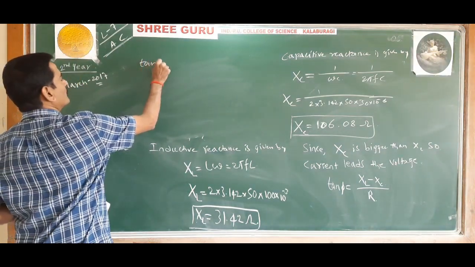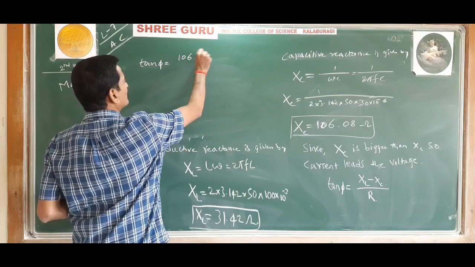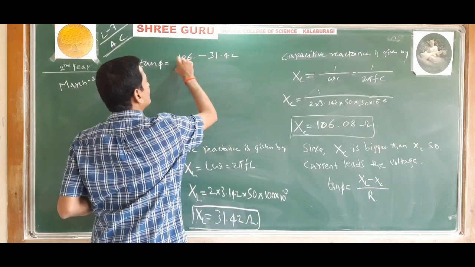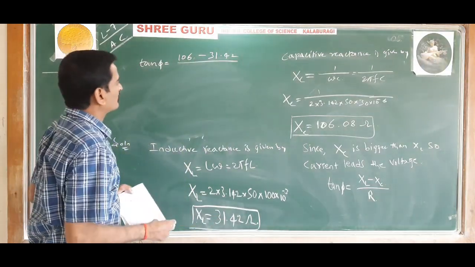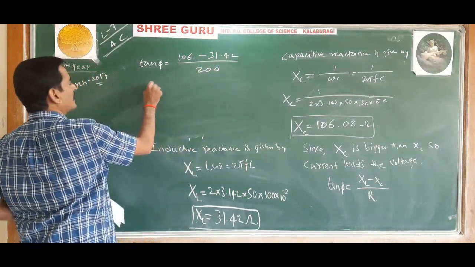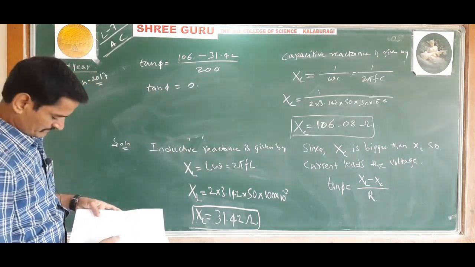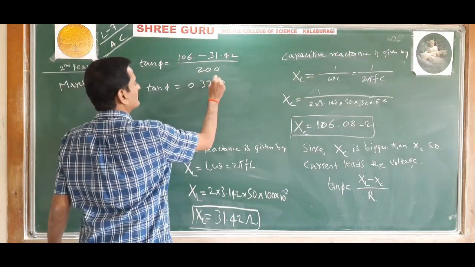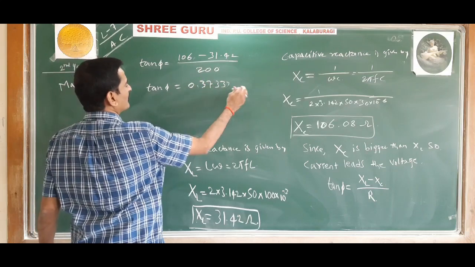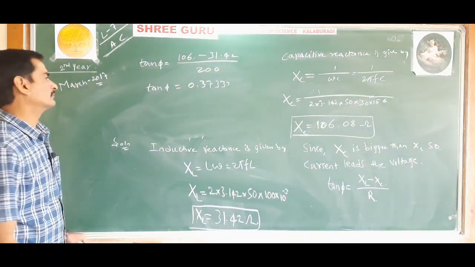So tan phi is equal to XL, which is 106 only, no problem, minus 31.42, divided by R, resistance. Resistance was given, how much was it given? 200 ohm. So tan phi will come out to be 0.3733. Okay. So your calculator might be showing 0.37 something else, no problem. Even if these two digits are different, the final answer will come out almost the same.